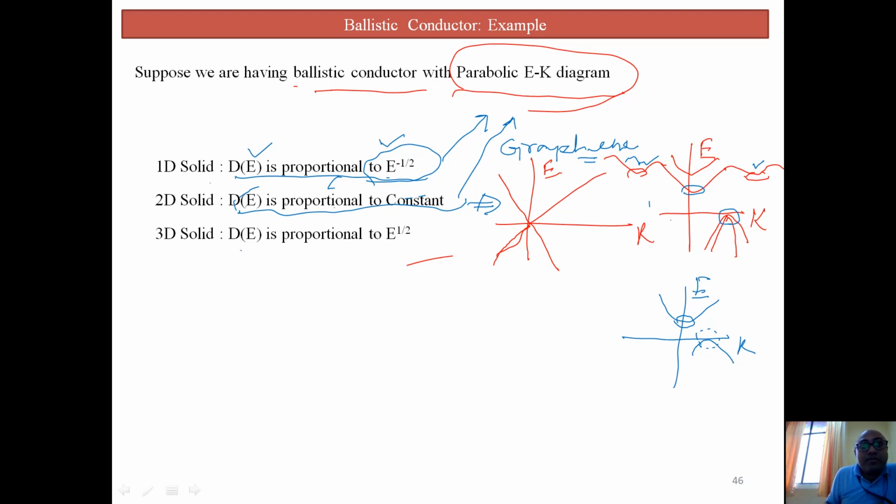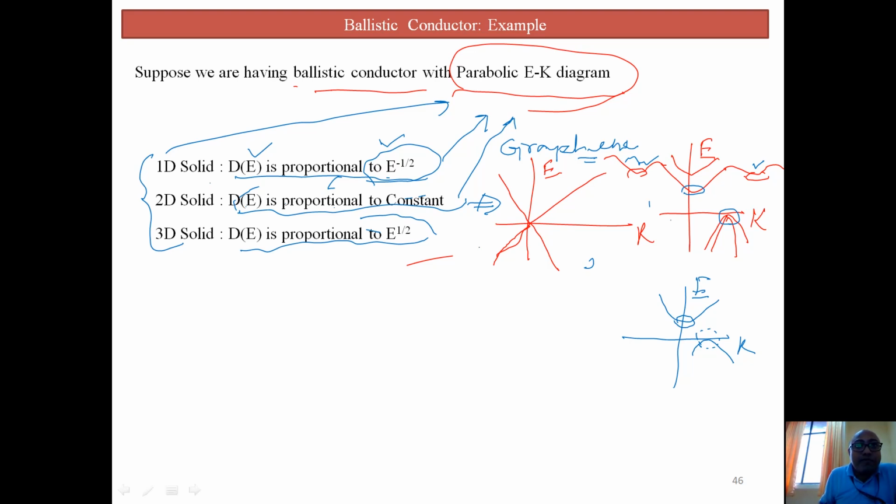Similarly, the density of states is proportional to E to the power half for a 3D solid only for a parabolic E-k diagram. If it is another type of E-k diagram, it may not be proportional to E to the power half. So all these things are true only if you have a parabolic E-k diagram, and we studied these things nicely during our last semester.